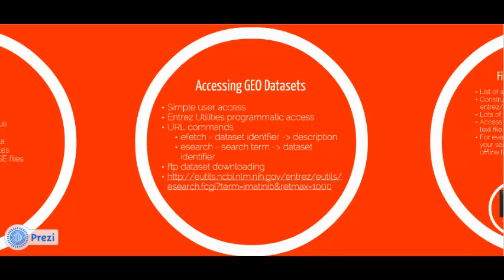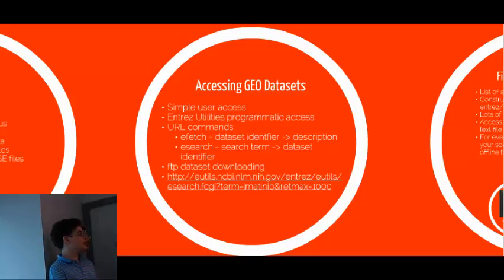Following that, there's the eSearch, which is what I'm demonstrating with a short link at the bottom. If you have a search term, for instance a drug or a transcription factor or a gene, you can do an eSearch command for that, and then that will bring up all the slightly relevant data set numbers pertaining to that. And there's also FTP dataset downloading.